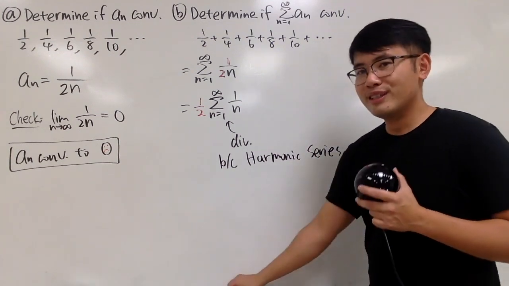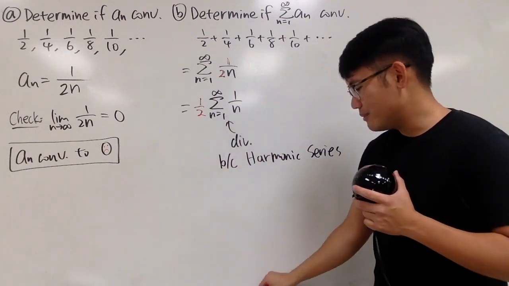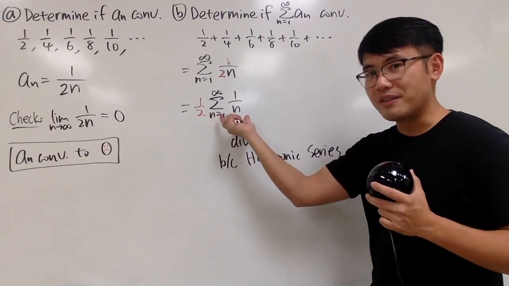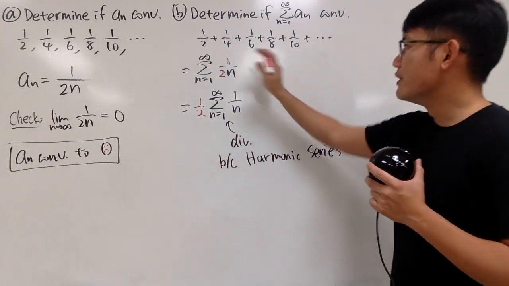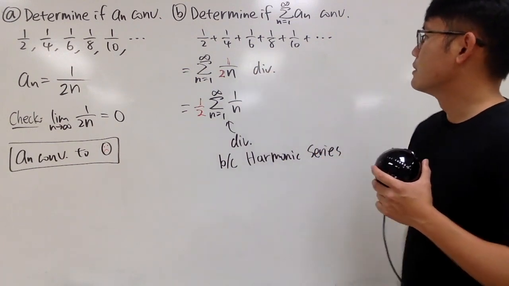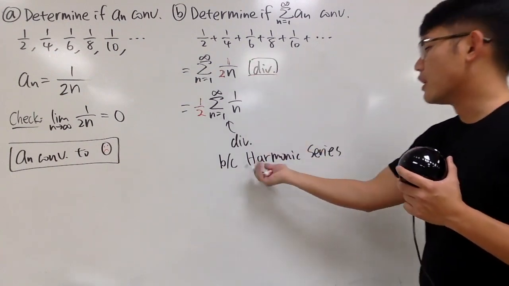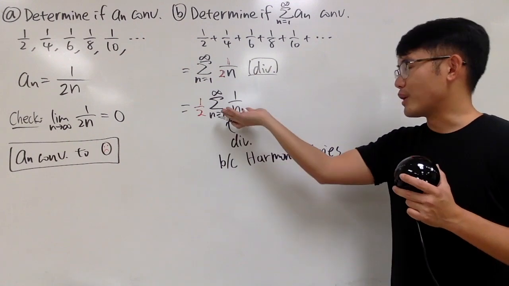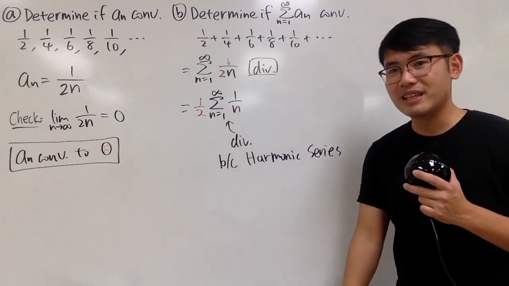And of course, when you have a divergent series here, 1/2 times the divergent series is an infinity situation. 1/2 times infinity is still infinity. Therefore, this is still divergent, of course. So that's pretty much it. Because you have the harmonic series right here, this is enough to show that this actually diverges.